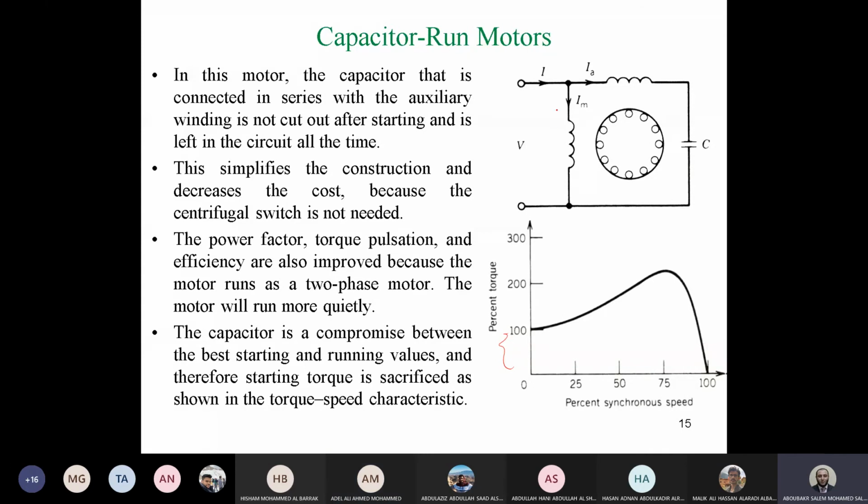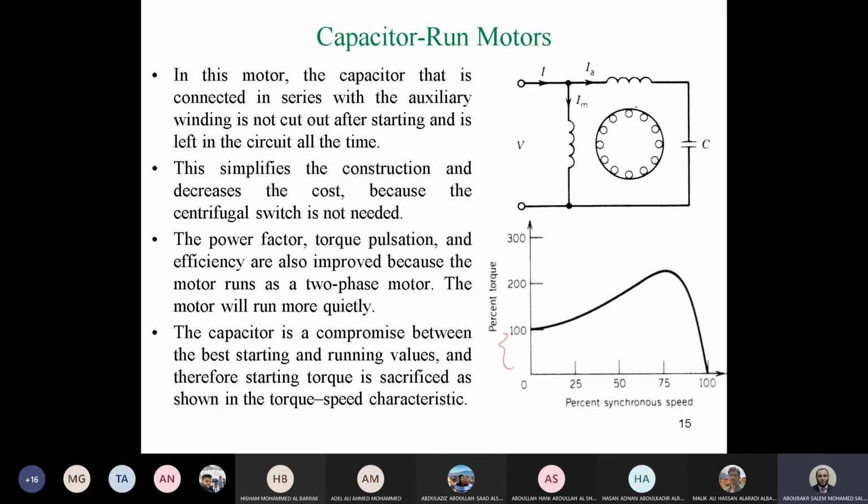So Shabab, this is now the capacitor run motor. It will continue operation during the steady state. As you can see, we have only one characteristic, which means it can continue from starting to steady state. So adding this capacitor in the circuit, Shabab, will solve the problem, and you don't need to make any other mechanical solution. This is very good now.